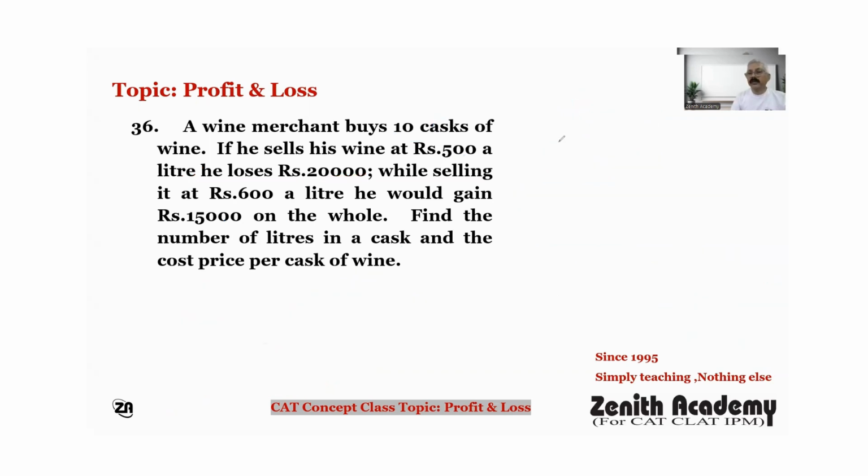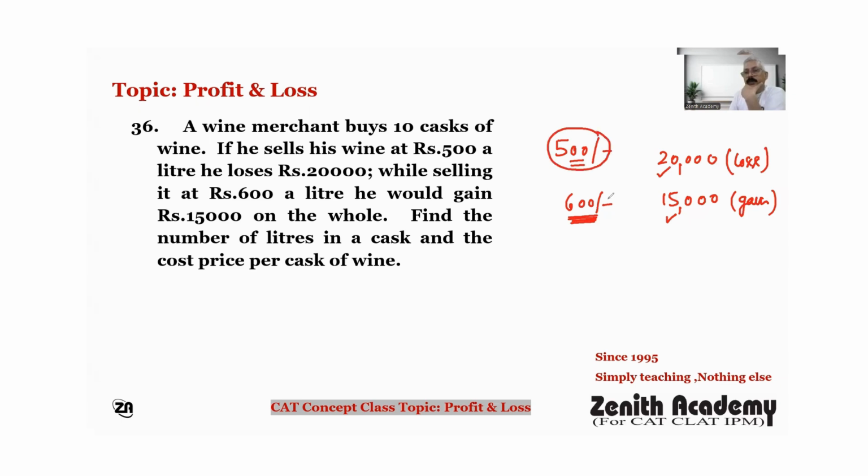ध्यान दीजिएगा. पहले जब आपका selling price 500 rupees per liter था, तो आपको इस business में 20,000 का loss हो रहा था. आपने इसे 600 rupees per liter किया. अब आपको loss की जगह profit होने लगा, 15,000 का. तो point to be noted, इस selling price 600 rupees ने क्या किया? आपका loss भी maintain कर दिया और profit भी generate कर दिया.